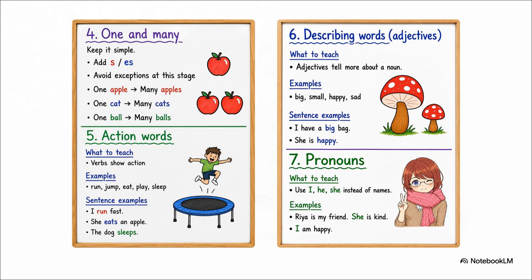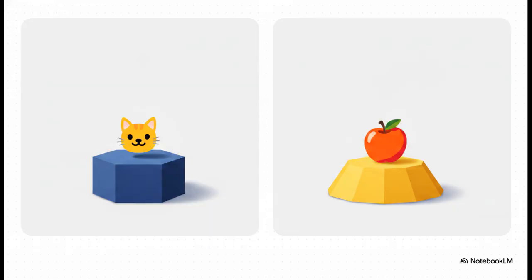Saying I have a bag is, well, it's fine, but saying I have a big bag immediately gives the listener a really vivid visual. Before we move to the next stage, we have a tiny but incredibly vital rule regarding the articles a and an.